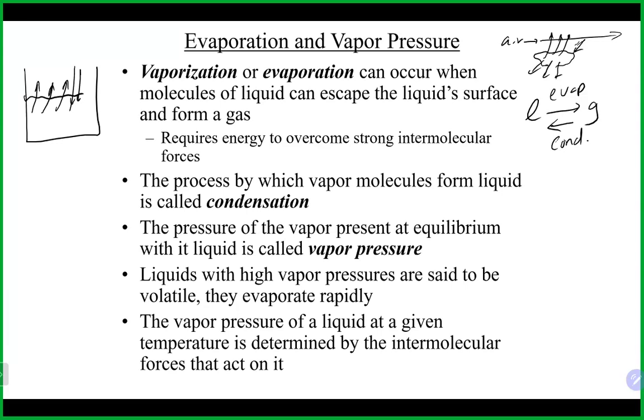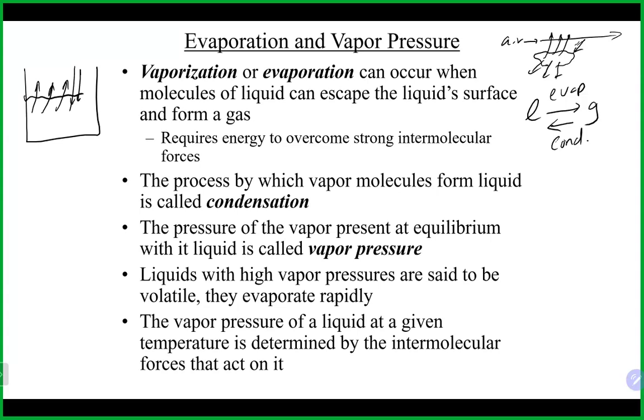The pressure of a vapor at equilibrium is known as the vapor pressure. Liquids with high vapor pressure are said to be volatile. The only way you could have high vapor pressure is if you have a lot of gas molecules above the liquid, and the only way to get a lot of gas molecules above the liquid is for the liquid to start evaporating. So that's what volatile means.